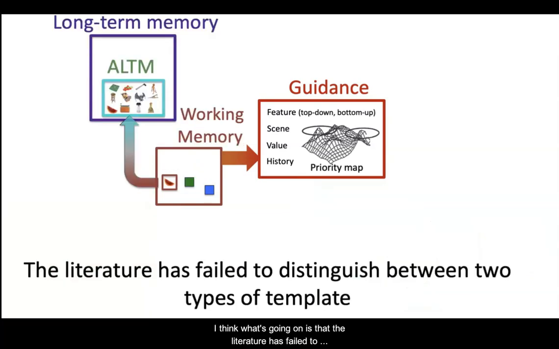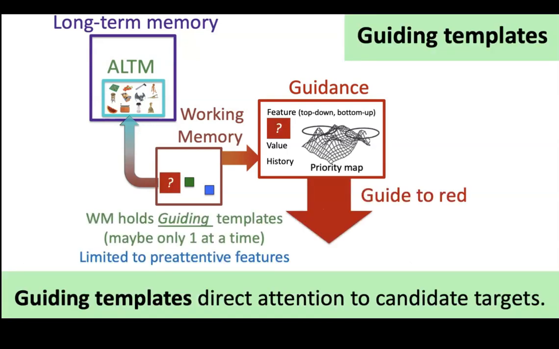So what's going on? I think what's going on is that the literature has failed to distinguish between 2 logically different types of template. There are guiding templates. If you say, look for a red T, at least the redness of that forms a guiding template that probably really does live in working memory and acts to help to feed that guidance mechanism we talked about earlier. The interesting debate there is how many such templates you can hold. The answer may be 1 at a time, or maybe it's a couple, but it's a very small number.